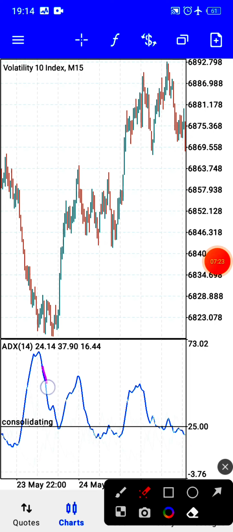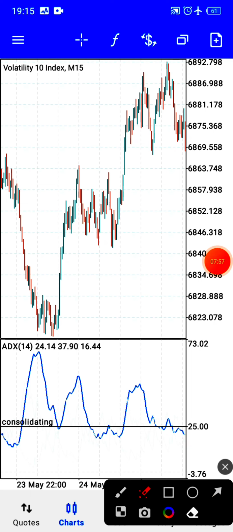So that's why I was saying don't enter when the ADX is pointing downwards, because let's say you just entered over here, thinking the market will consolidate and continue downwards. And as you can see, after that small reversal, it started trending again, as it was above the level 25, and it was an uptrend. So that's why you don't enter if the ADX is below the level 25 or if it's pointing downwards. Just enter when it's pointing up.